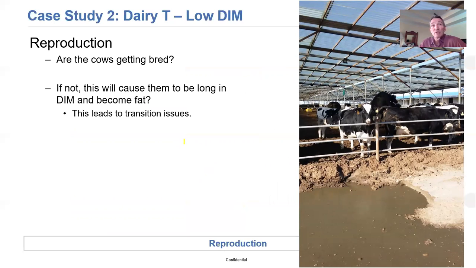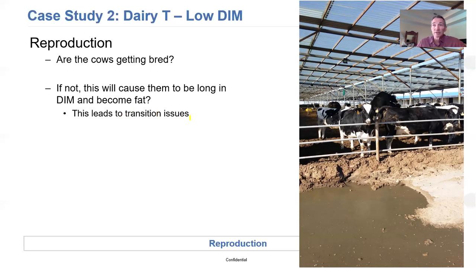So I'm going to blame this on Melanie and just say, hey, it's reproductive issues. It very well could be. You know, are the cows getting bred? Was somebody new doing the artificial insemination? Did they have an issue? And not just are they getting the cows bred, but were they getting them bred appropriately? Because if this is not happening, this will cause them to go long in days in milk and then become fat. And that's going to lead to our transition issues, like we just discussed at the other dairy.